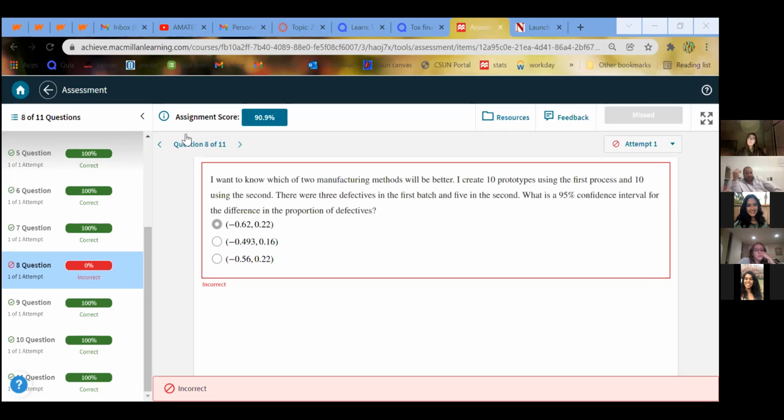Okay. Now, once you have that, let's go ahead and do it. So what is p1 twiddle? 10? Oh, wait, no. 3. No. There were 3 defectives in a sample of 10. How do I calculate p twiddle from that?